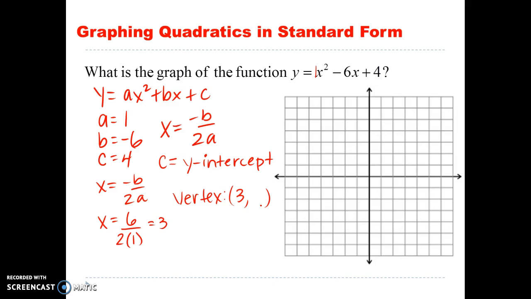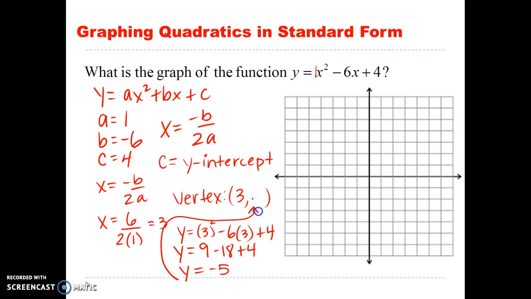To find my y-coordinate, I'm going to plug my x-coordinate back into my equation to see what I get for my output, and my output would be my y-coordinate. Okay, so go back to your original. y equals x squared. Well, I know x is 3 now. Minus 6 times x, which I know is 3, plus 4. So y equals 9 minus 18 plus 4. y equals negative 5. That is the y-coordinate of my vertex. So that was a lot of work. If you remember me saying vertex form is so much easier to graph from. Standard form is a little bit of a pain when you have to find it. So (3, negative 5), that's my vertex.